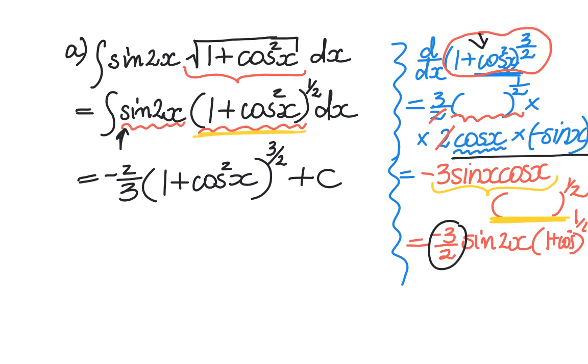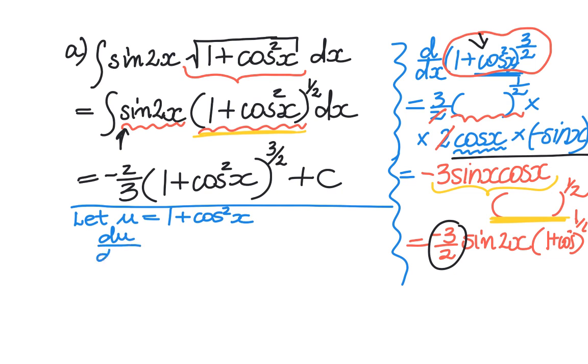Can we do it by u substitution? Well, let's try. Let u be equal to, now remember your u must always be your bracket, so it's 1 plus cos square of x. That will be my u. If I differentiate u with respect to x, I get the derivative of 1, which is 0. The derivative of cos square is 2 cos x times the inner derivative, which is sine x. Okay, so I actually get this as sine of 2x.